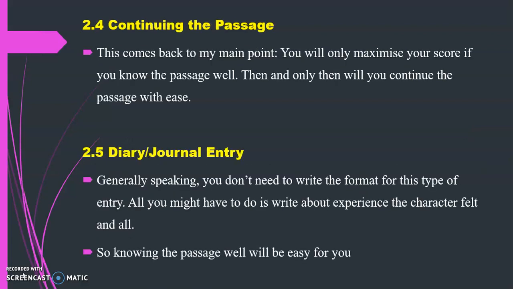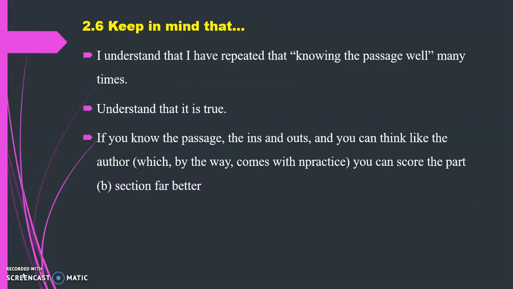Continuing your passage. This comes back to the main point. You will only maximize your score if you know the passage very well, and you have to continue the passage with ease. Diary and journal entry. Generally speaking, you don't need to write the format for this type of entry. All you need is to write about the experience the character felt and all. So, knowing the passage well, this would be easier for you.